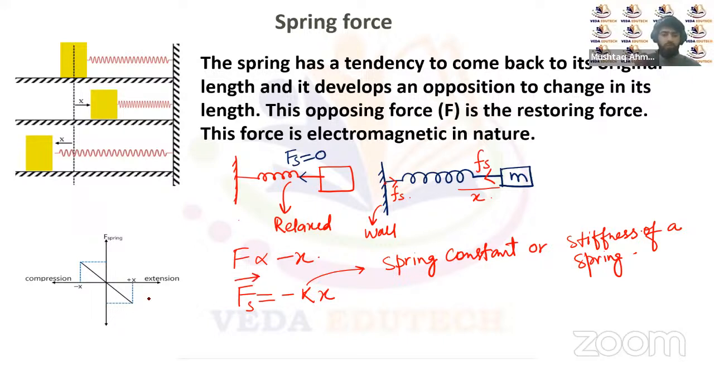And if we plot the graph between force and x, it will be a straight line with a negative slope. You can see here we have plotted the force versus extension, and the graph is a straight line passing through the origin with a negative slope. The negative slope actually signifies that the spring force always tries to restore or regain the original shape and position of the spring.